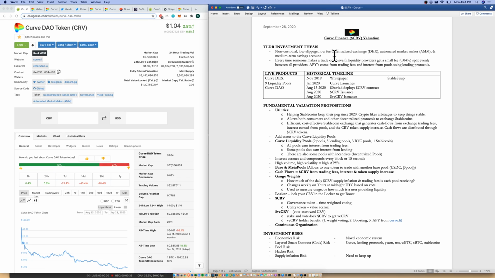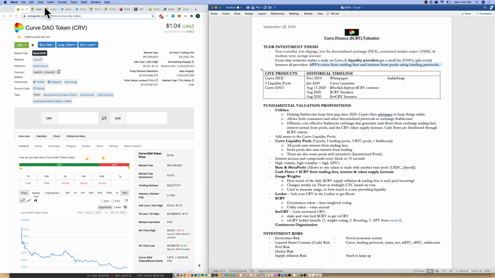Over to our TLDR investment thesis: a non-custodial, low-slippage, low-fee, decentralized exchange, automated market maker, and medium-term savings account. Every time someone makes a trade on CRV.fi, liquidity providers, you and I, who put money into the CRV pools, get a small fee of 0.04% split evenly among all providers. So the APYs, when you look at the CRV dApp, come from trading fees, interest from pools using the lending protocols, and also something we'll talk about called incentivized pools.